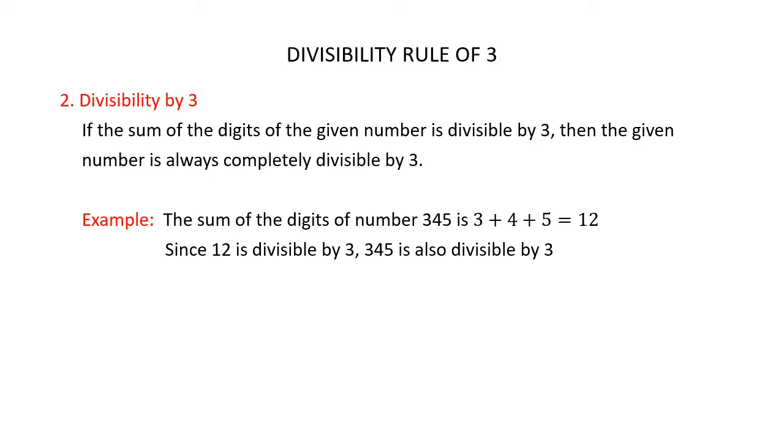For example, take the number 345. The sum of the digits of the number 345 is 3 plus 4 plus 5, which is 12. 12 is divisible by 3. So 345 is also divisible by 3.